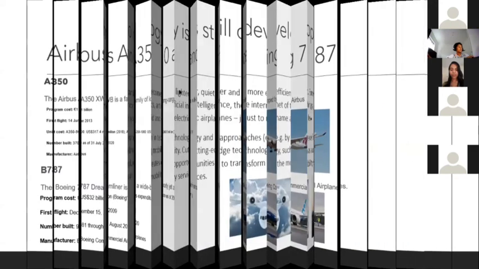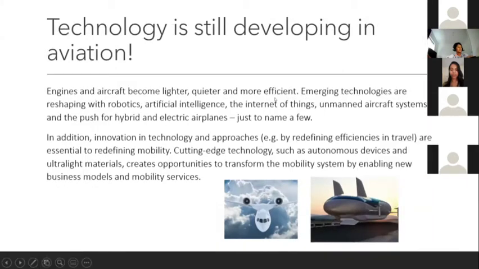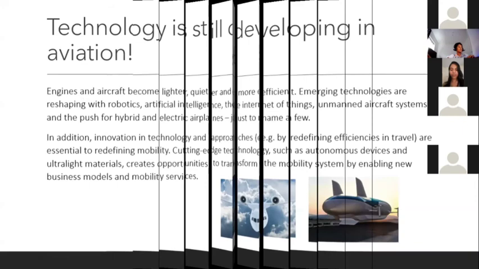Engines have become lighter, quieter, and more efficient. This shows that technology hasn't stopped yet, and there's still a lot to learn. Innovation, technology, and approaches are creating cutting-edge technology, such as automated devices like autopiloted planes and ultralight materials, which create new business models and mobility services.